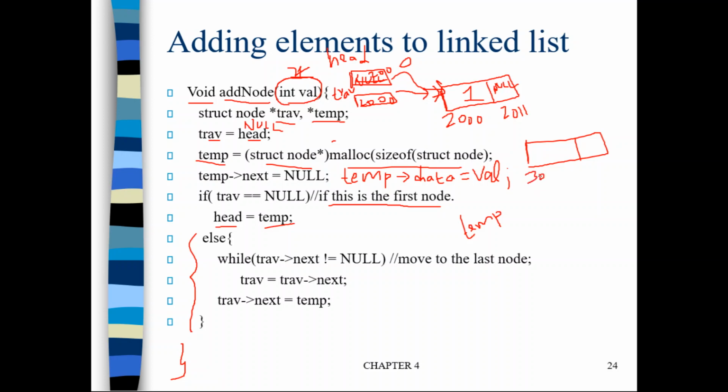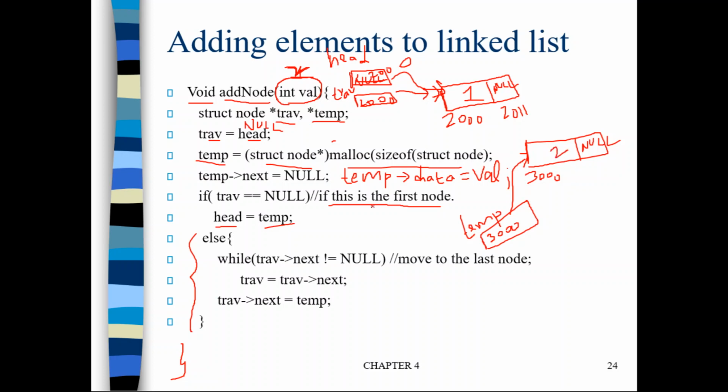The adjacent nodes will not be stored in consecutive locations. They can be stored anywhere, right? So if the starting address of the new node is 3000, then temp will hold 3000, which means that now temp is pointing here. Then we say temp arrow next is equal to null, because always a new node will be added in the last. That is going to be the last node, so its next will be null, and temp arrow data is equal to val. Val is 2, so its data part becomes 2.